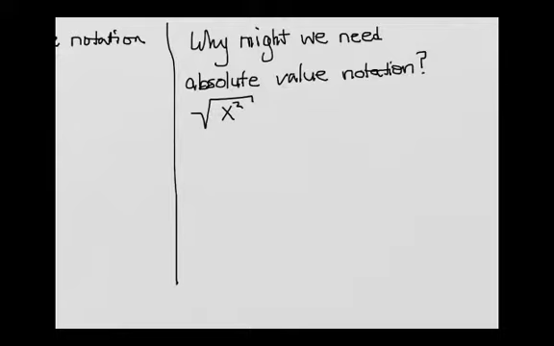We're going to try this out with a couple of different values for x and see why that absolute value notation is needed. So let's say that we're taking the square root of 3 squared. When we square 3, 3 times 3 gives us 9. And if we were to use our calculators to find the square root of 9, we would find that it gives us 3.